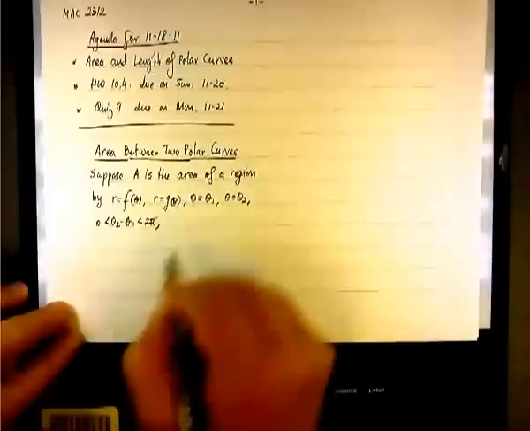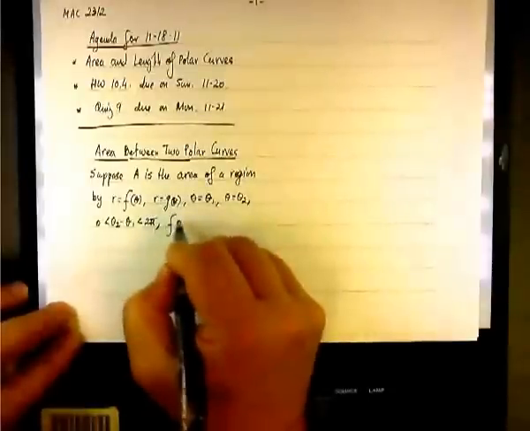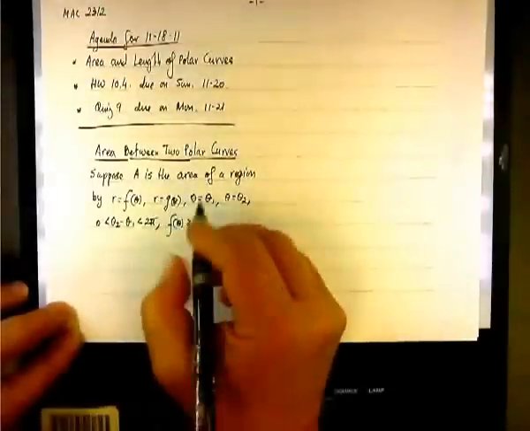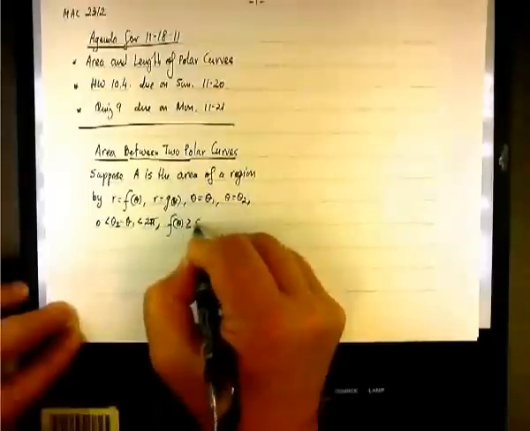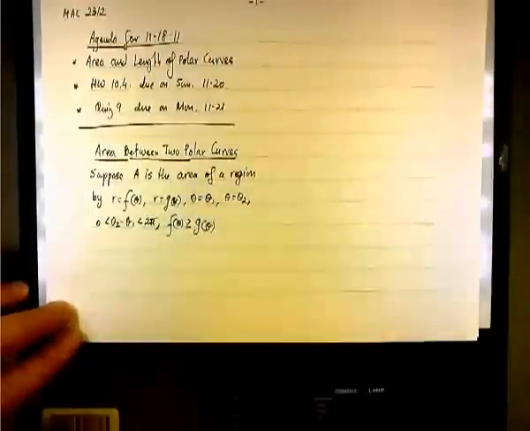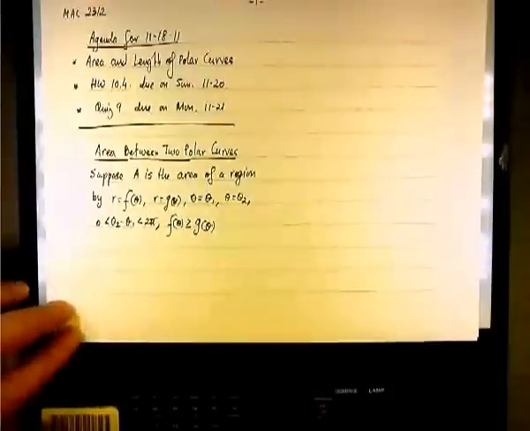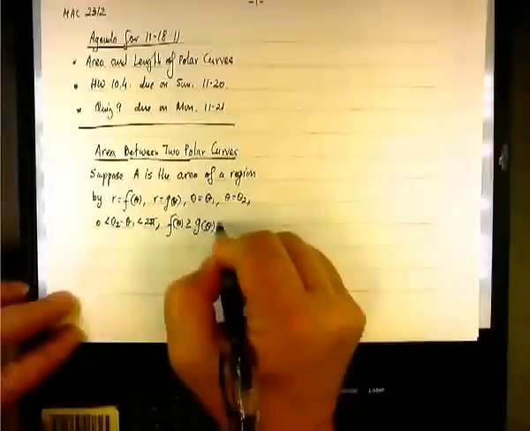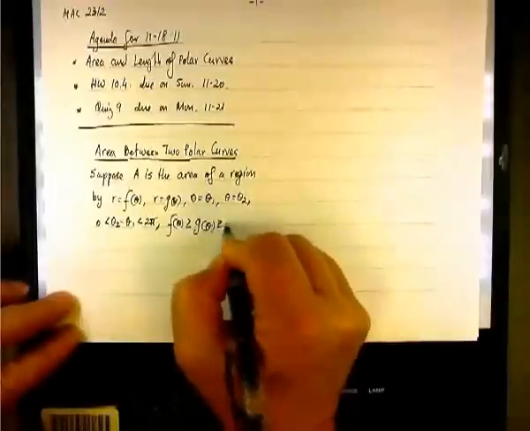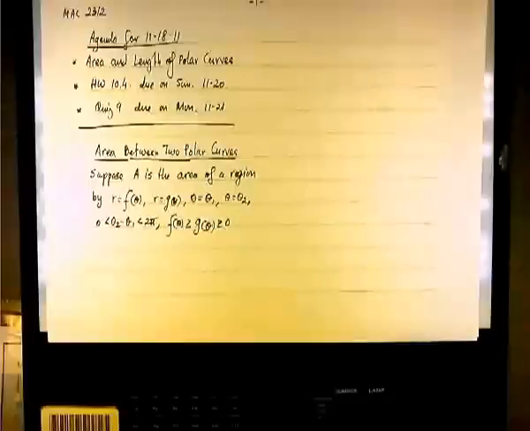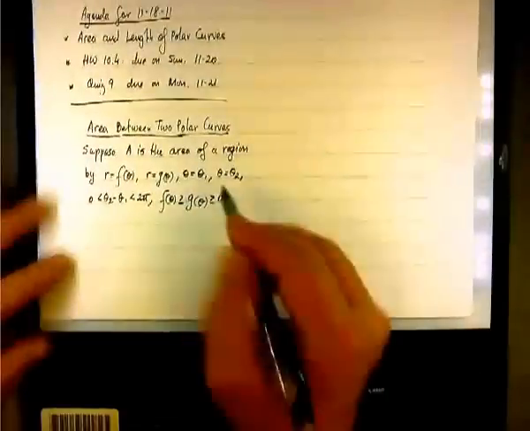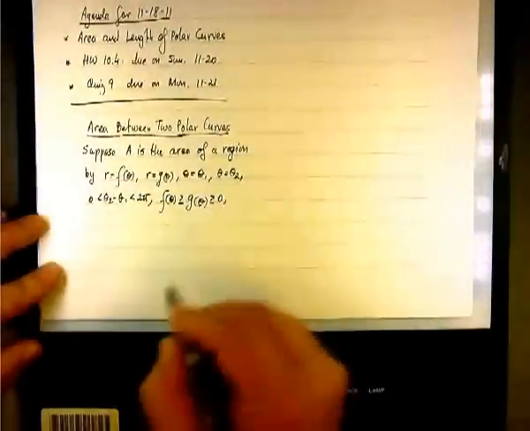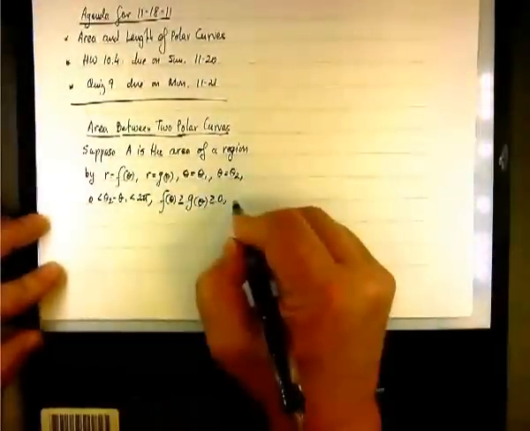So all of these are suppositions. The last supposition is we suppose that f of theta is greater than or equal to g of theta. So one curve is on top of the other, and both are positive. Okay, so these are the conditions. And in this case, then we have the following.